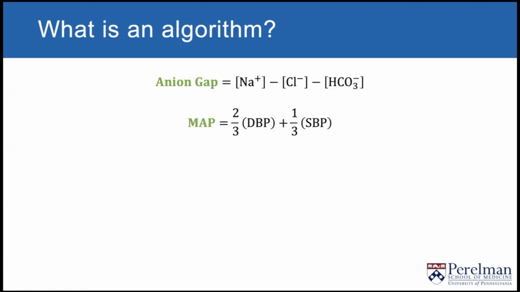This one, I don't really expect you to have seen before, but it's called the mean arterial pressure, or MAP, which is essentially a weighted average of your diastolic blood pressure and your systolic blood pressure. Again, these two measurements, SBP and DBP, are like your 120 over 80.